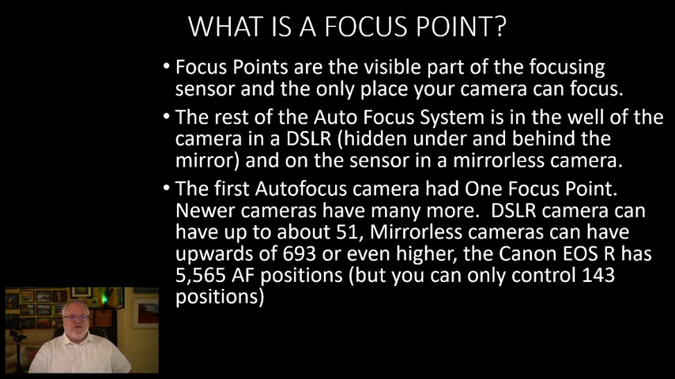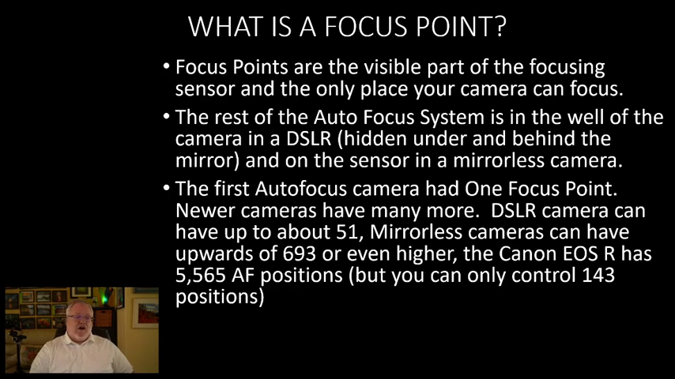The first autofocus camera had one autofocus point. It was right in the center. And then as things went along, that was about 1985, they developed 2, 3, and up higher. DSLR cameras can have upwards of about 51. I'm not sure if any DSLR cameras have more than 51. Mirrorless cameras can have up to 693 or even higher.